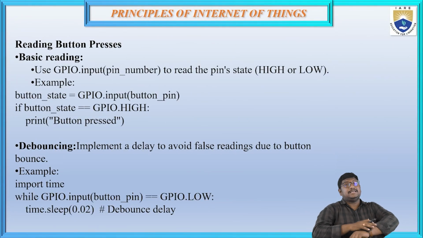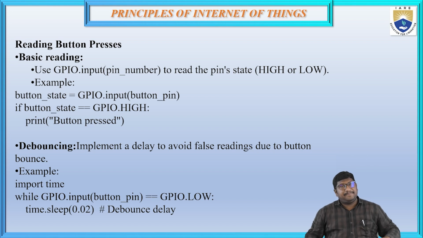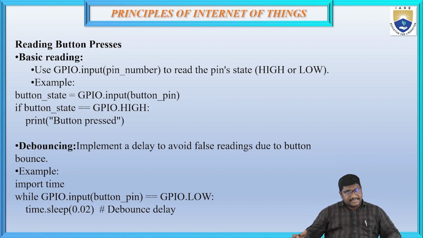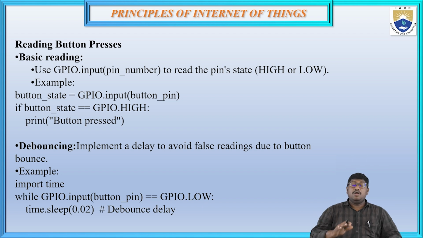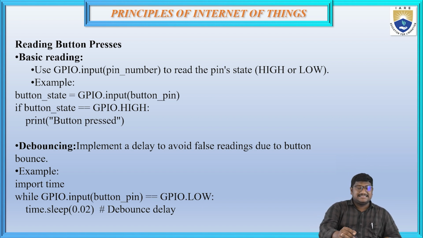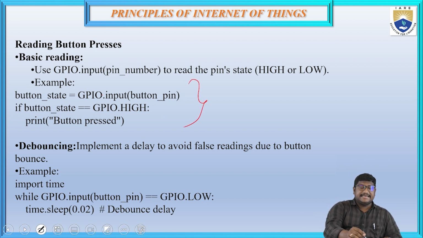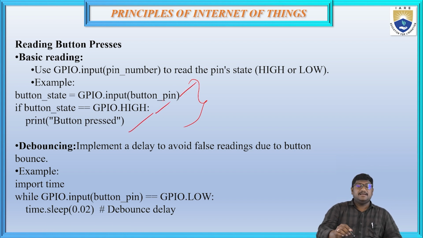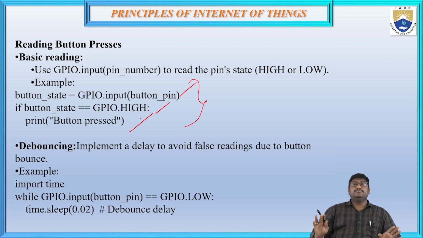Reading button presses: how the button is going to be pressed is read by using GPIO.input. It is going to read the state, either low or high. See the example here. The button state is GPIO.input of the button pin. If the button pin state is equal to high, button pressed. If it is low, button released.